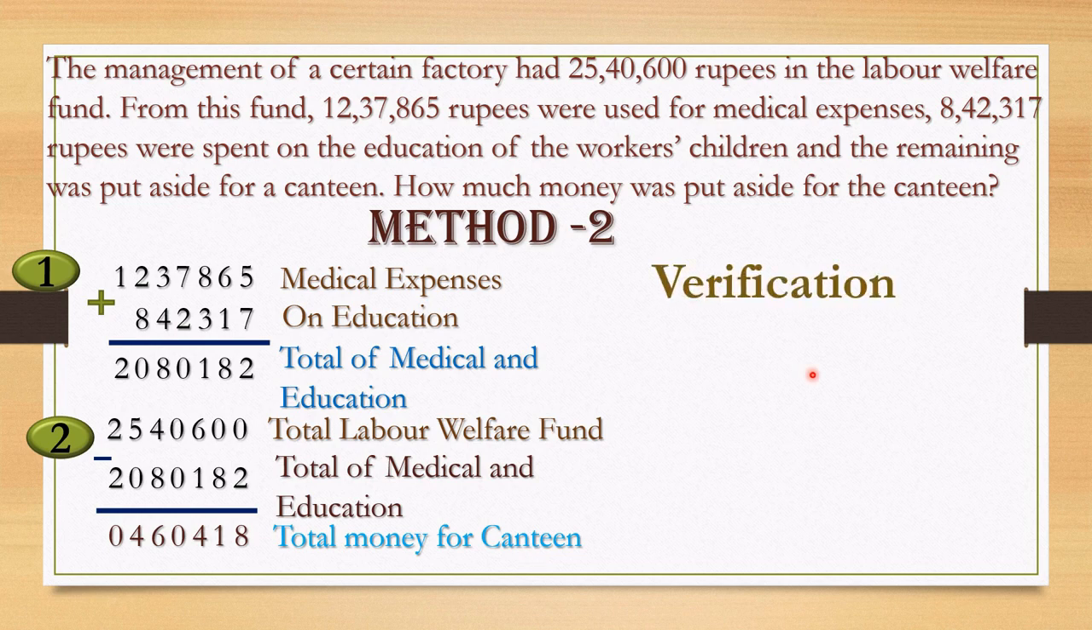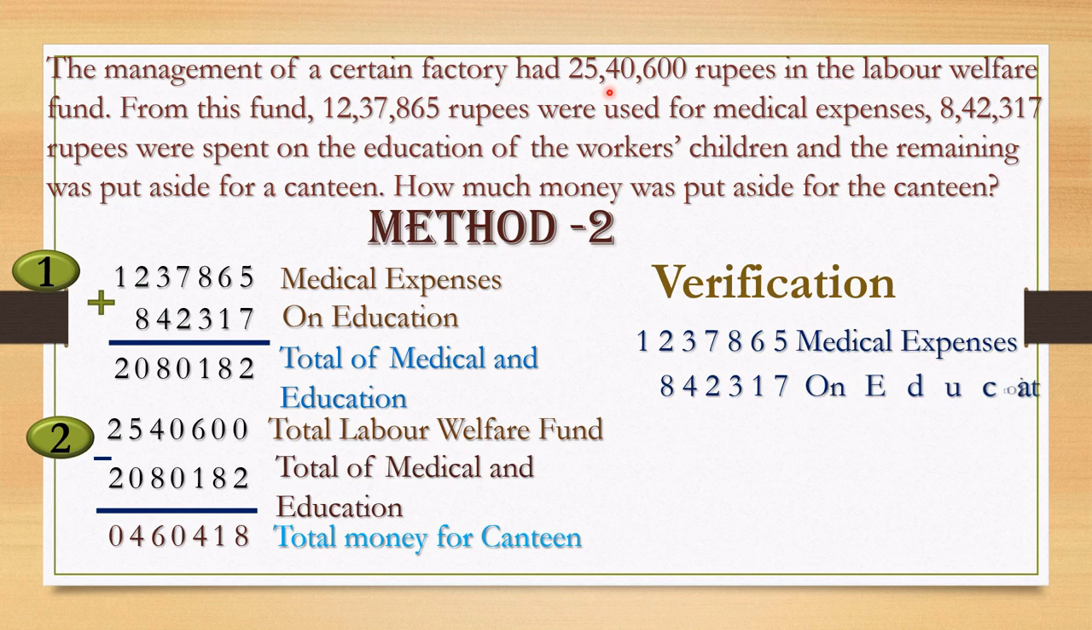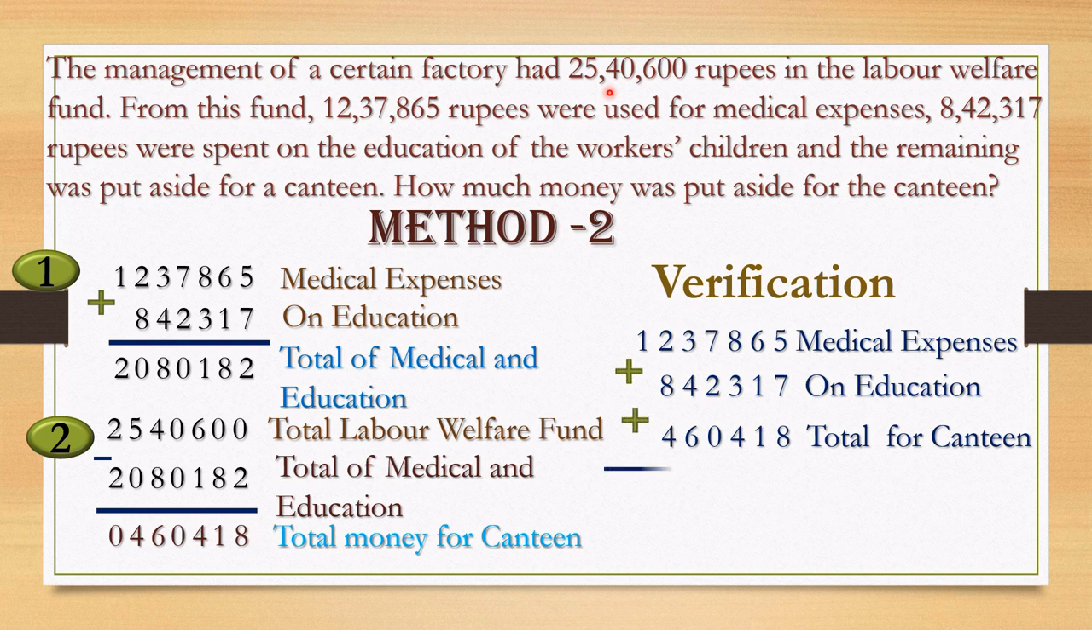Now we will go for verification. We will add the money spent for medical expenses, on education and for canteen. Okay. The total must be equal to the total labor welfare fund. Isn't it? See here. This is medical expenses. This is money on education. And this is total for canteen, that is amount spent, right?